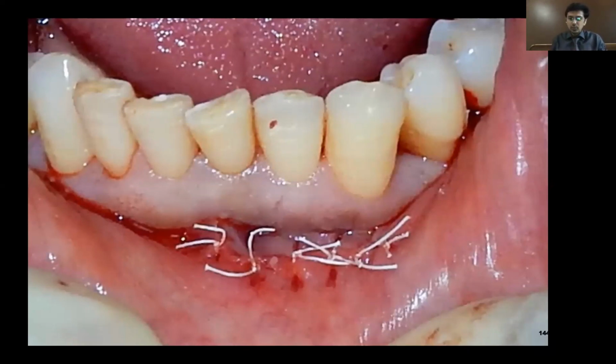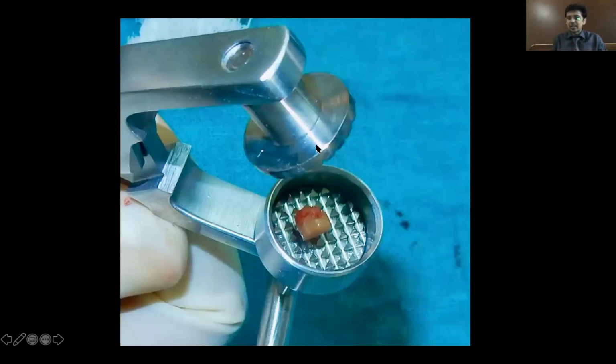Now, once you have removed the bone ring, this is the second instrument you need to buy. This is the second instrument. I'll just have a look.